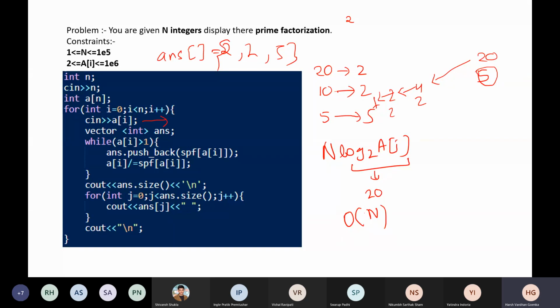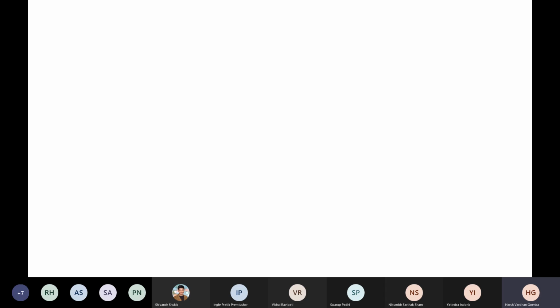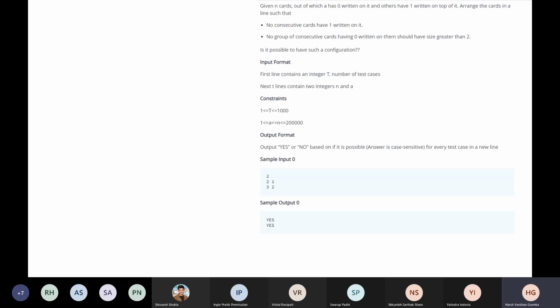So that was today's class, but now we'll discuss the Codenite questions. Codenite 3.2 remaining. There were 3 questions remaining. One question I am thinking not to discuss because it includes bitwise operations, which I don't think many of you will be familiar with. So let's start with the discussion.